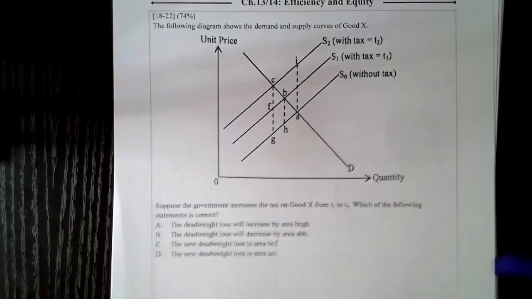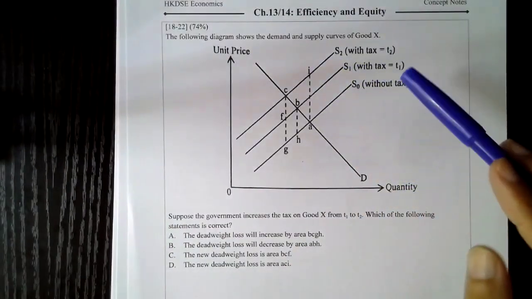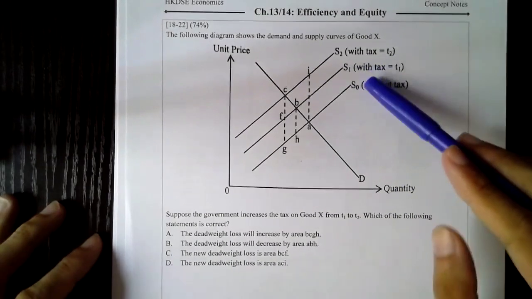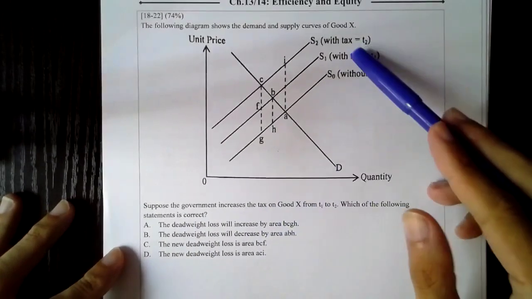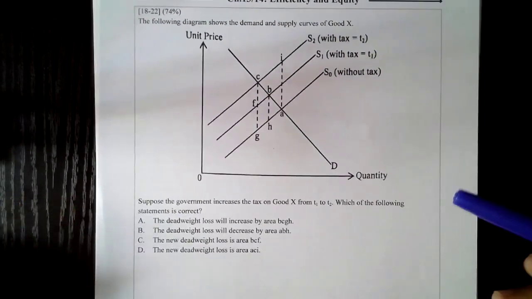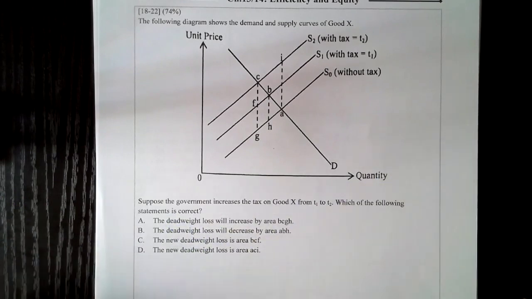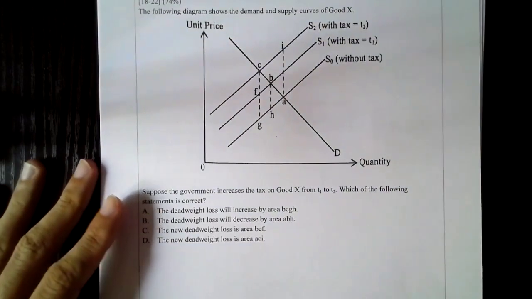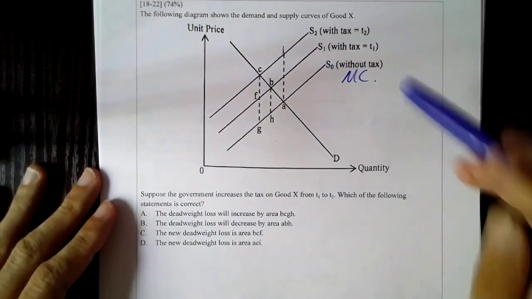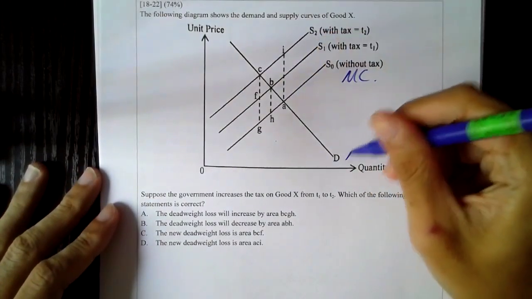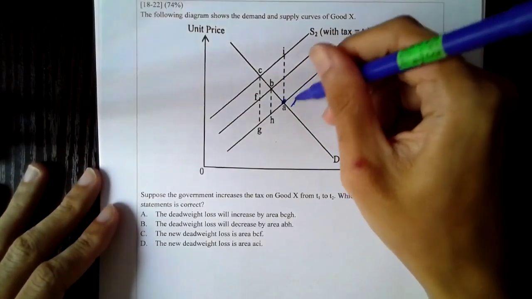Now, what about our next page? Our next page, we have done it already, right? Here we have a text. Let's try this one. Here we have a diagram, okay, showing without tax, S0, tax one and tax two, okay? It says the government increased the tax from T1 to T2, okay, 好吗? Now, which of the following is correct? Let's see, okay? Now, first of all, remember, without tax is the real MC here, 是真正的MC啦. Therefore, and this is the MB. Where is MB equals to MC?